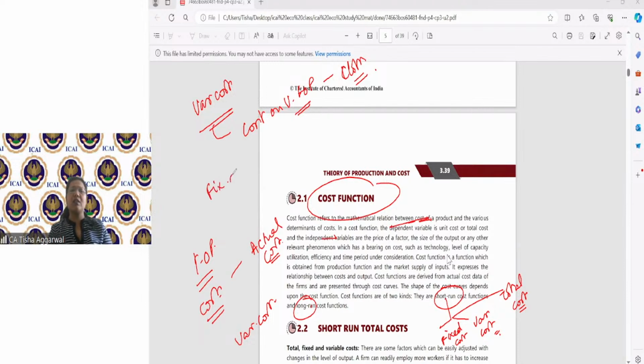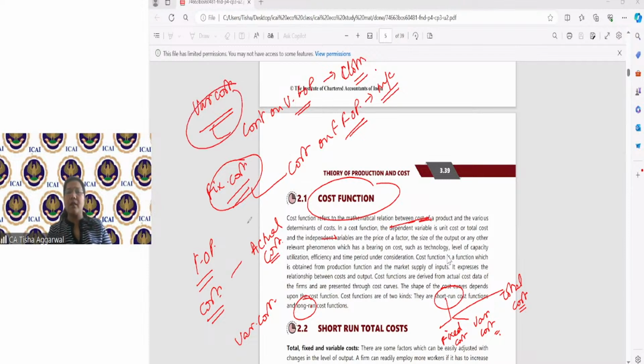What is fixed cost? Cost on fixed factors of production. If it's fixed factors of production, that would be fixed cost. For example, cost on machinery. Now, when I add them together, variable cost and fixed cost, that will be known as the total cost.